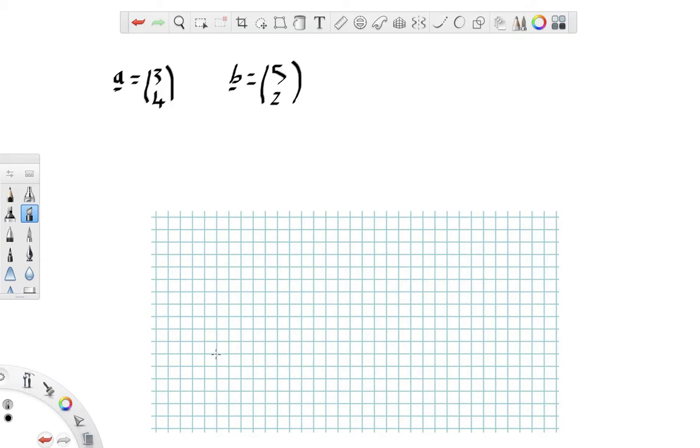So we'll start here for A. So A says to go across 3 units horizontally and then 4 units vertically up. So 1, 2, 3, and then 1, 2, 3, 4. So A looks like this. So this is the vector A.